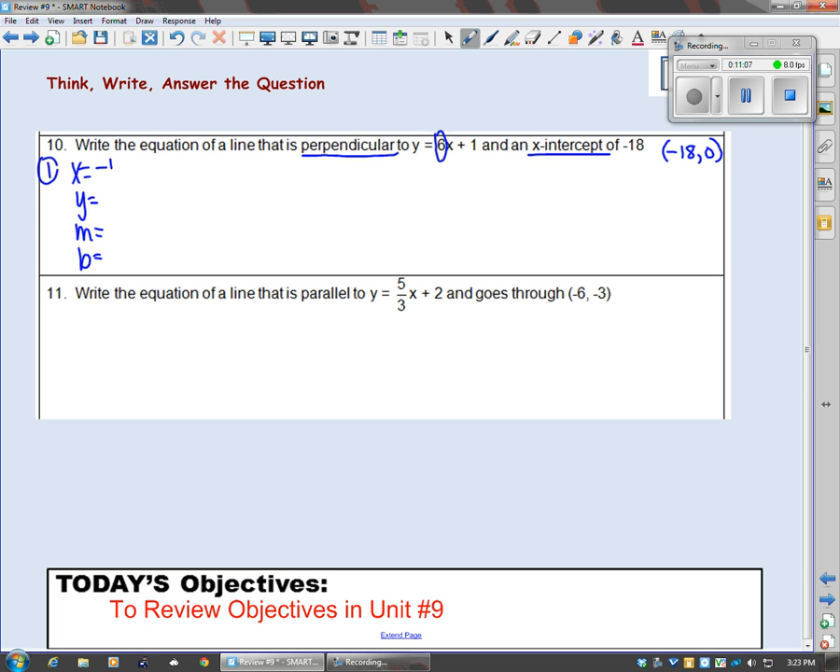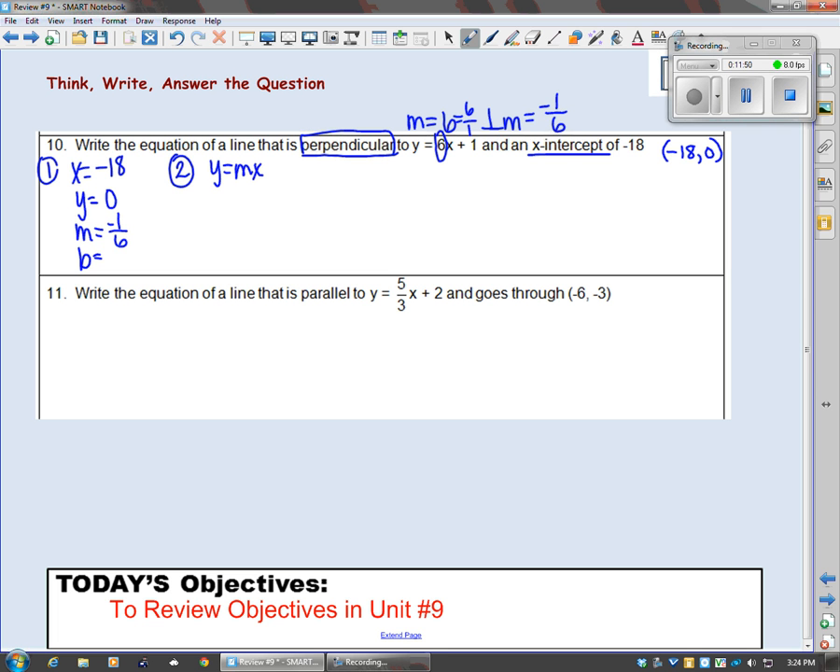So, x is negative 18, y is 0. Now your m, be careful. The slope of your given line is 6, but I need perpendicular to that. 6 is the same as 6 over 1, so perpendicular is going to be negative 1 over 6. Be really, really careful that you're paying attention to these words. Perpendicular: opposite sign, reciprocal. Flip it over. Okay, so the slope that you need to use is negative 1/6.